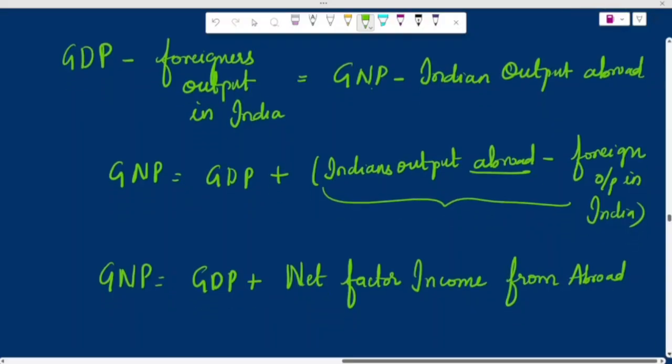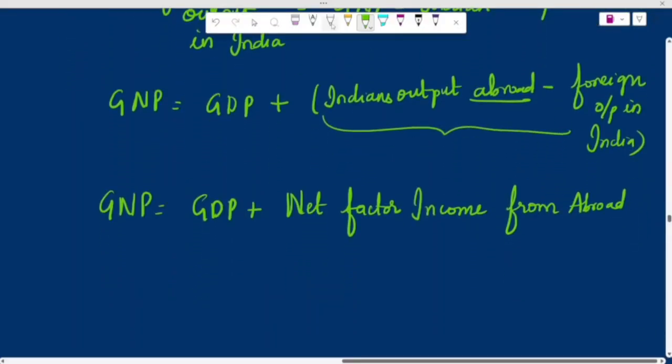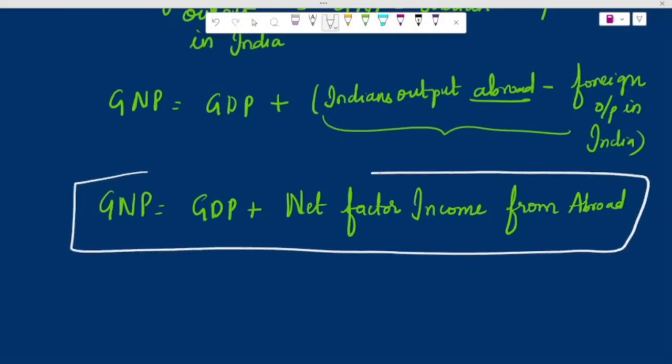So if someone asks what is the relationship between GNP and GDP, GNP equals GDP plus net factor income from abroad. If you didn't get it, just go through the video one more time from the GNP part and you will get it. Fine. Net factor income from abroad can be positive or negative.